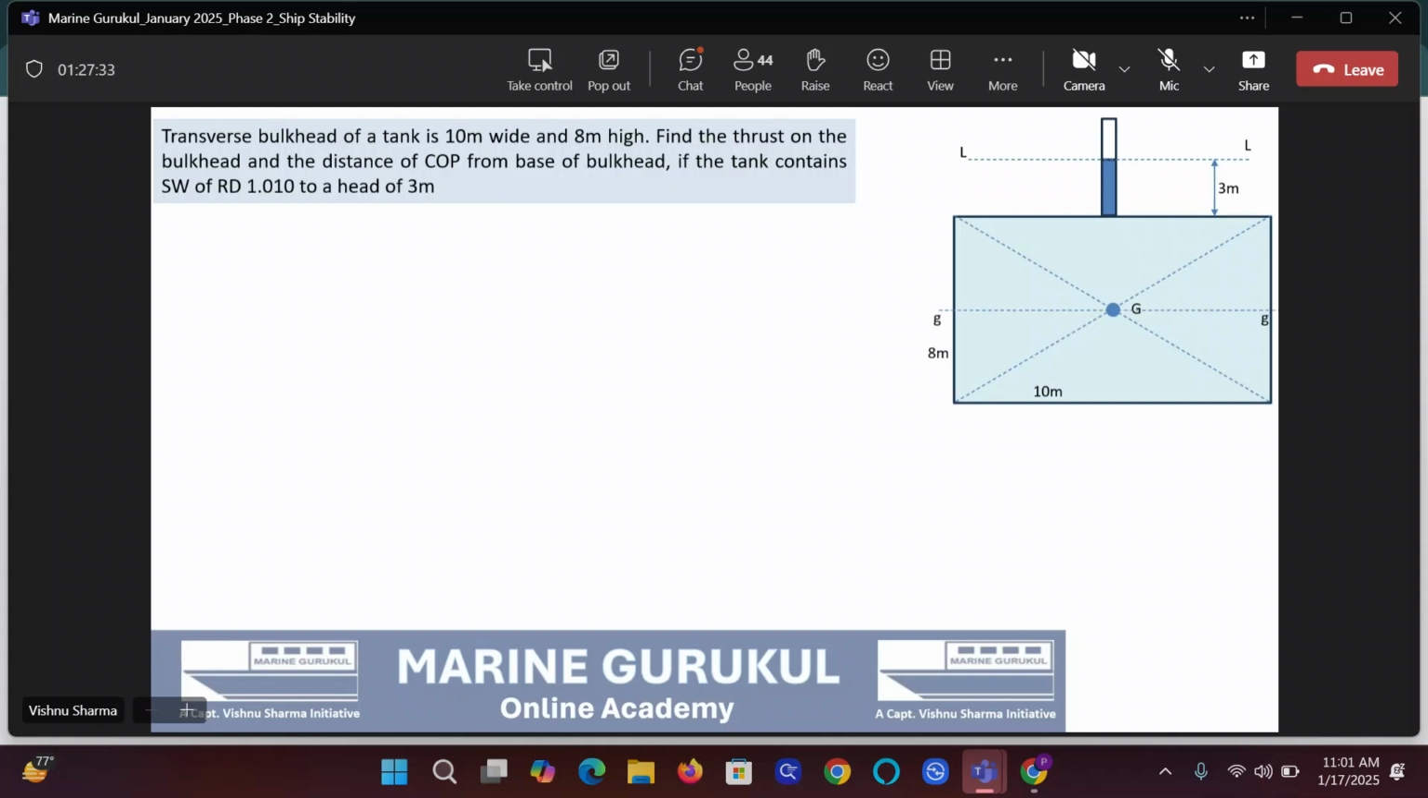This is an axis here. We'll come to it later. This is DLL and this is 7 meters. I'm now sure you can get the thrust. Thrust will be pressure at G. Pressure at G will be 7 meters into 1.010 into area. Immersed area is 10 into 8. See, DLL is 7 meters. Now we are good to get the thrust. Can you please calculate the thrust and give me the answer in tons, guys?